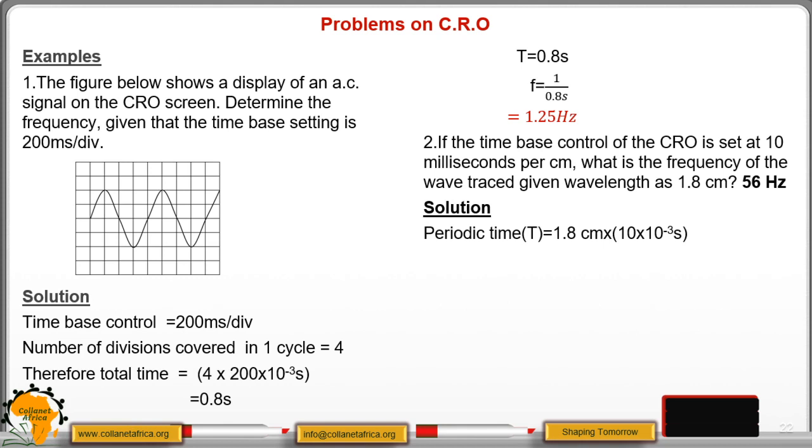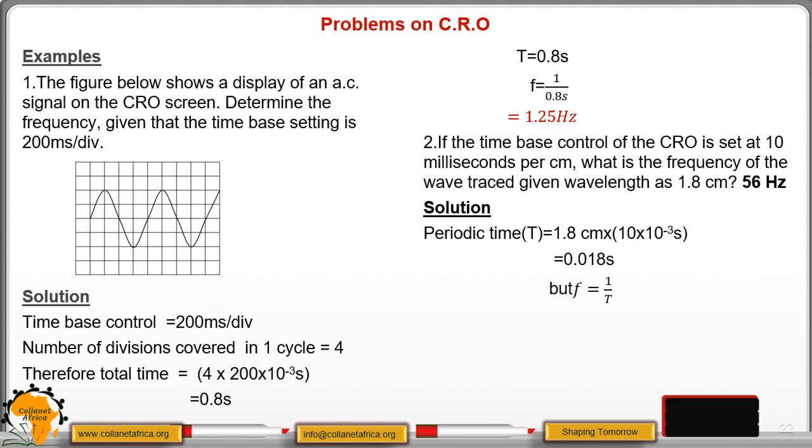The periodic time will be given by the time for 1 centimeter, which is 10 milliseconds, multiplied by the wavelength, that is the distance for one signal, that is 1.8 times 10 times 10 to the power negative 3. When you multiply, you get 0.018 seconds. That is the periodic time.